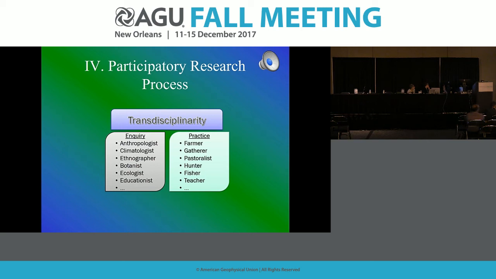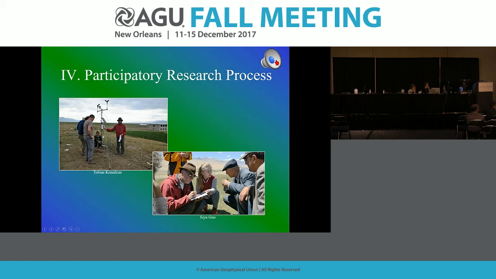the fisher, and the teacher, where communities of practice come together with communities of inquirers. These two pictures are an example of how communities of inquirers work together with communities of practice. In the first picture, we're setting up a climate station in the village of Sarimagul, Kyrgyzstan, with the help of local villagers. In the second picture, we're collecting ethnographic data, and the young woman seated next to me, who is blonde, is actually indigenous to the region.